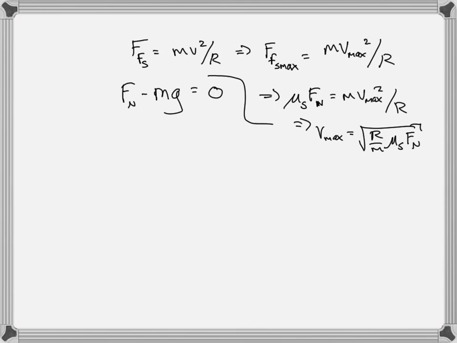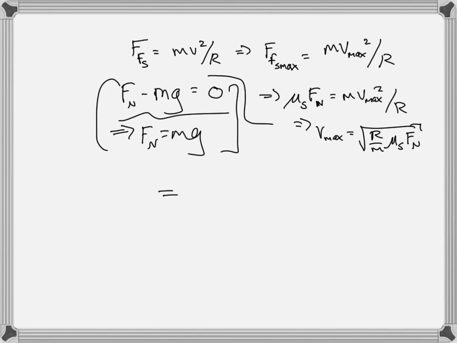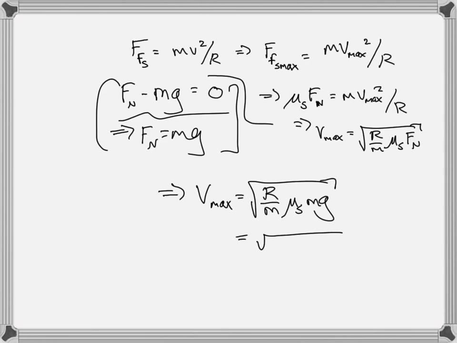Just solving that algebra. And we know r, we know m, we know mu s, but what is Fn? Fn is here, right? That's the y equation. From the y equation, we get Fn equals mg. Remember, Fn is not always equal to mg. It is on a flat road if we're not accelerating up or down, but it's not always mg. So from the y equation, we get Fn equals mg, and therefore v max equals the square root of r mu s g. And lo and behold, the mass cancels.